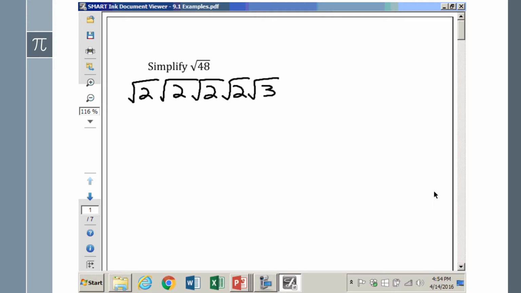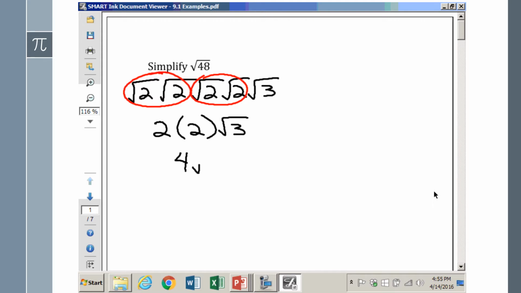Since we are solving for squares, we're looking for pairs. And so in this case, we take the square root of 2 times the square root of 2, and the square root of 2 and the square root of 2. And those are going to match up so that we end up with 2 times 2 times the square root of 3, which is in the simplified form 4 times the square root of 3.